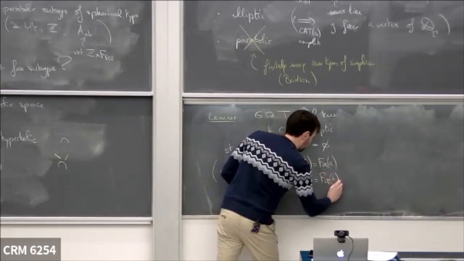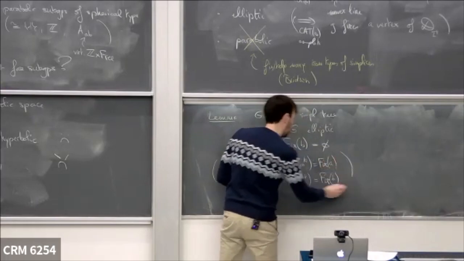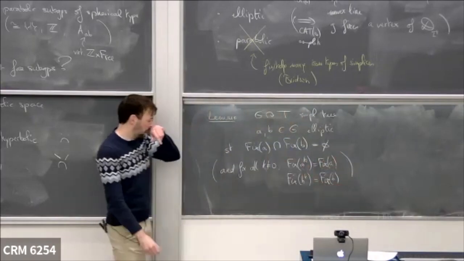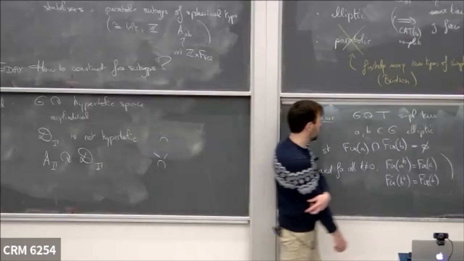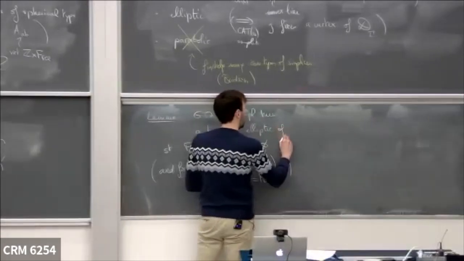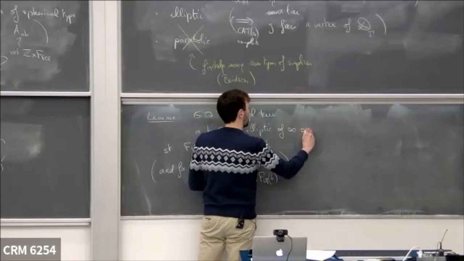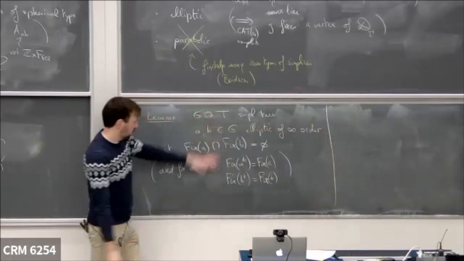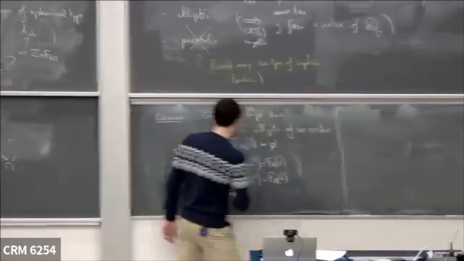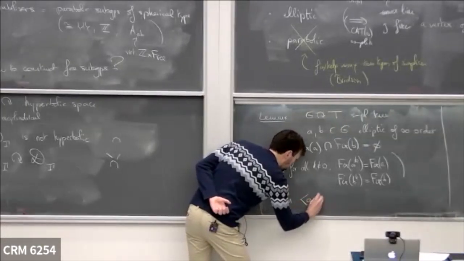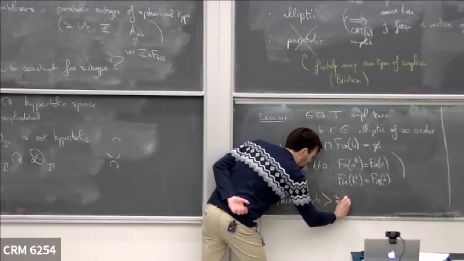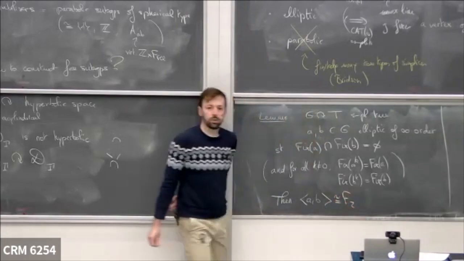It's kind of the simplest situation to deal with. It's just that maybe it looks slightly less natural. And then I'm also going to assume that these elements have infinite order. So that's the hypothesis, and the conclusion is then the subgroup generated by A and B is free.